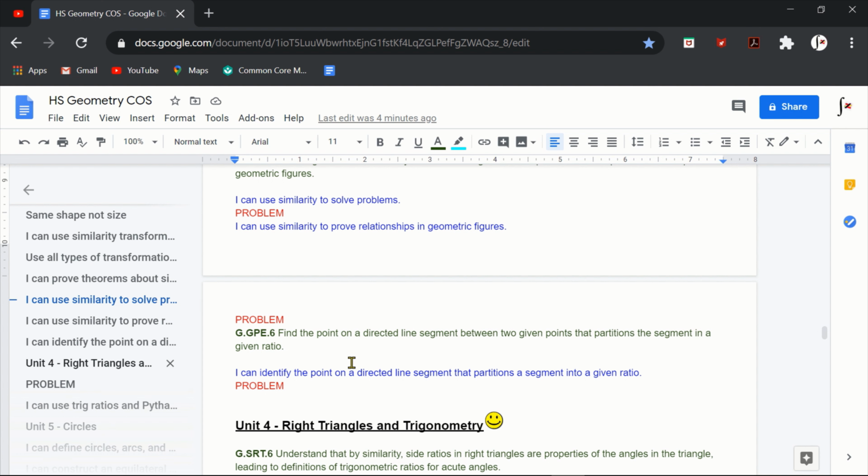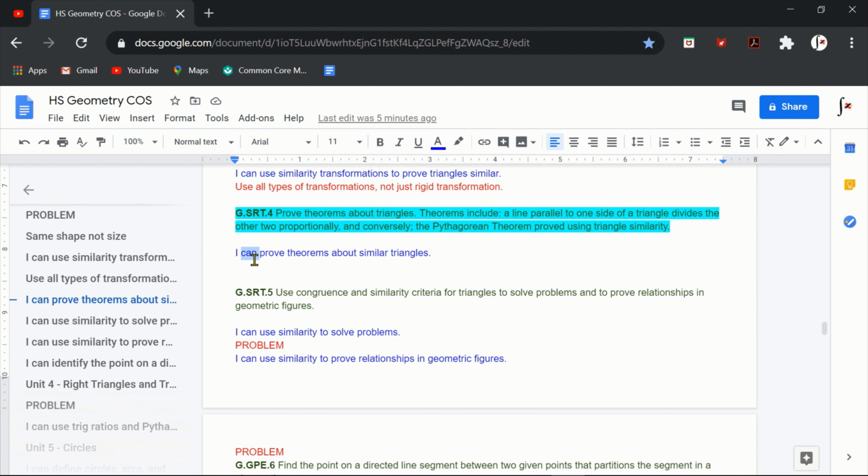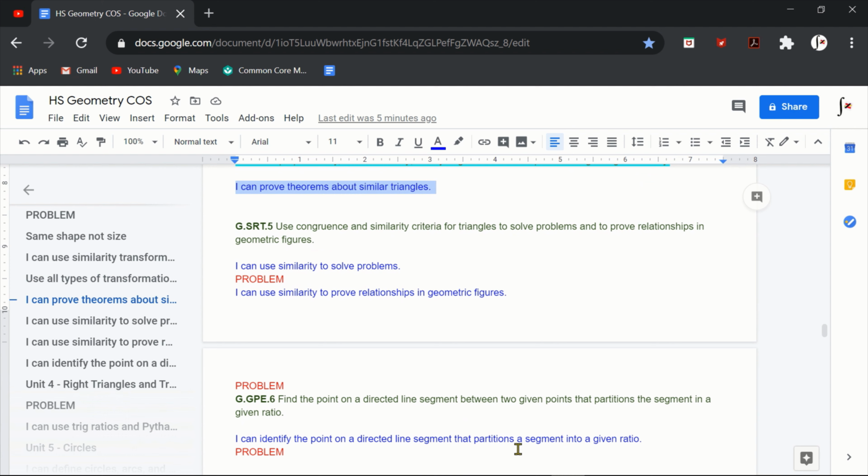I can identify the point on a directed line segment that partitions a segment into a given ratio. I think I will do that two videos from now. I'll do the I can prove theorems about similar triangles first, and then this.